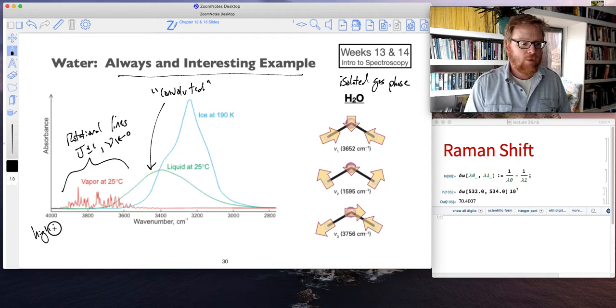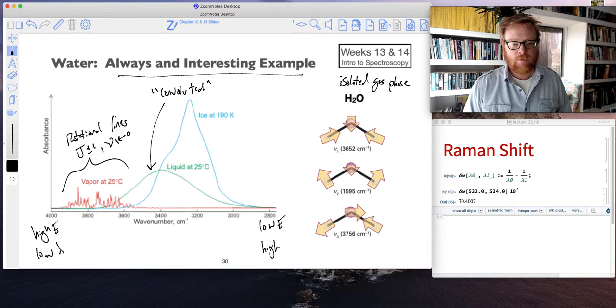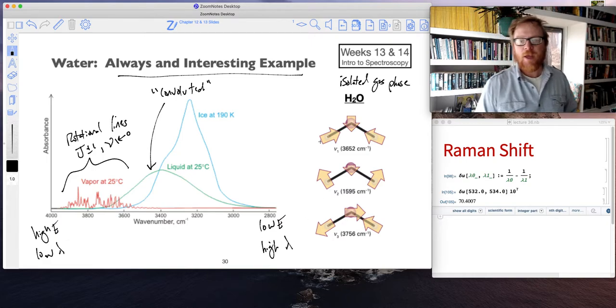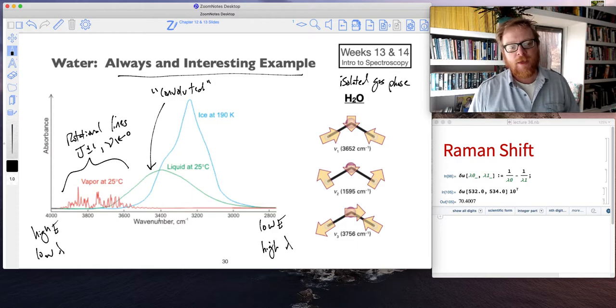So high energy, low wavelength, low energy, high wavelength. Okay? So, but what's really going on with this liquid water, we have to do what's called spectral deconvolution.